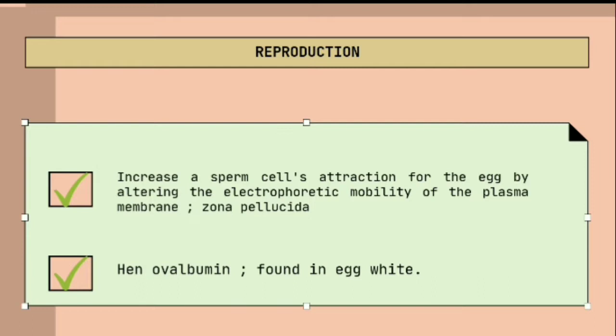And then apart from that, zona pellucida is also mentioned. Actually, zona pellucida is also a glycoprotein that surrounds the egg and prevents polyspermy from occurring after the first sperm cell has penetrated the egg's plasma membrane. Moreover, in reproduction, the glycoprotein called hen ovalbumin is also mentioned. Actually, hen ovalbumin is a glycoprotein that is found in egg white that serves as a food storage unit for the embryo.